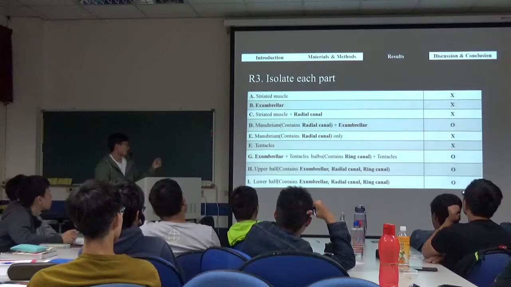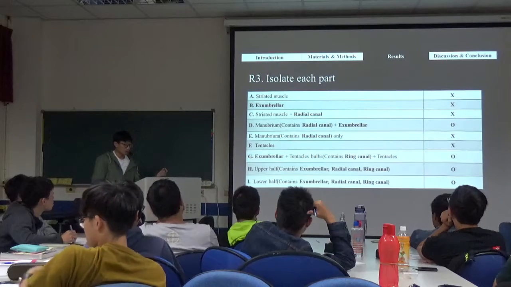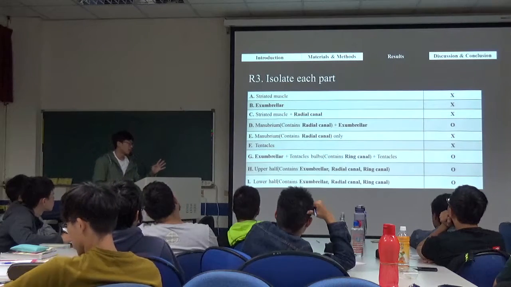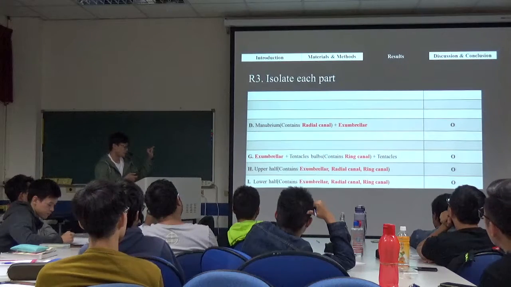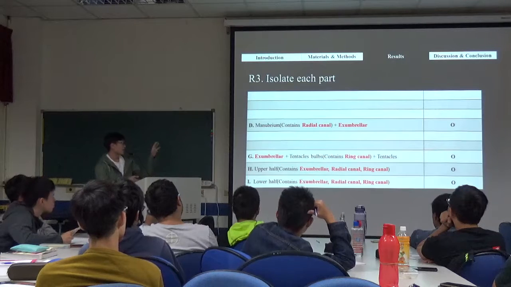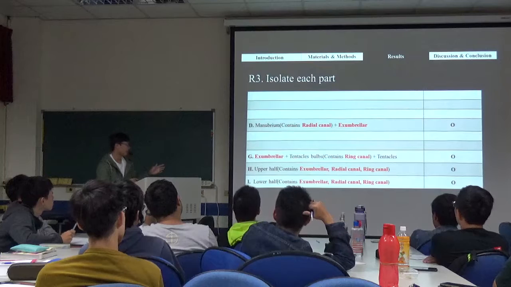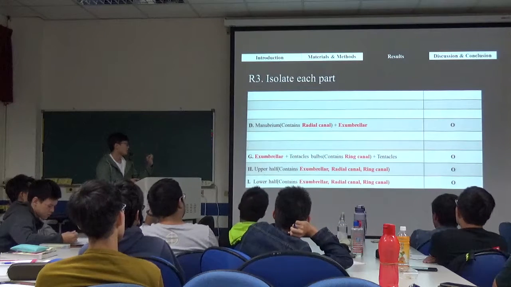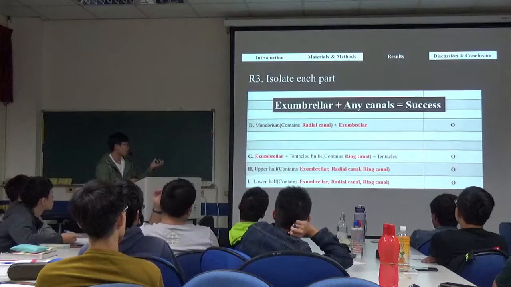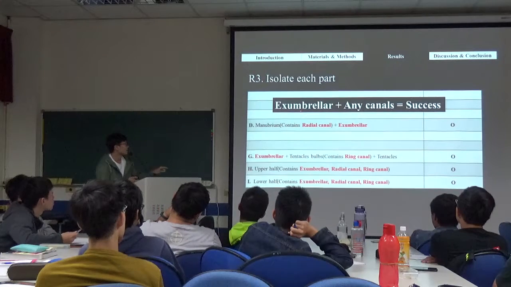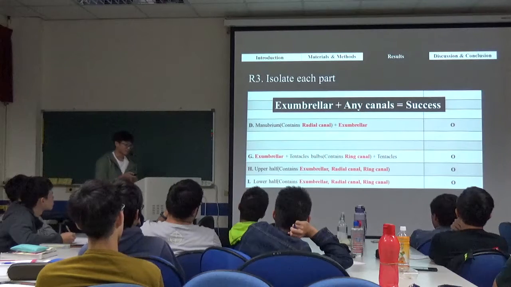How about our experiment 3? We got 4 successfully reversed parts: D, G, H, and I. You can see almost every part has its umbrella and the canals, whether it's the radial canal or the ring canal, or both canals at the same time. So we can get the formula: umbrella plus any canals equals success.